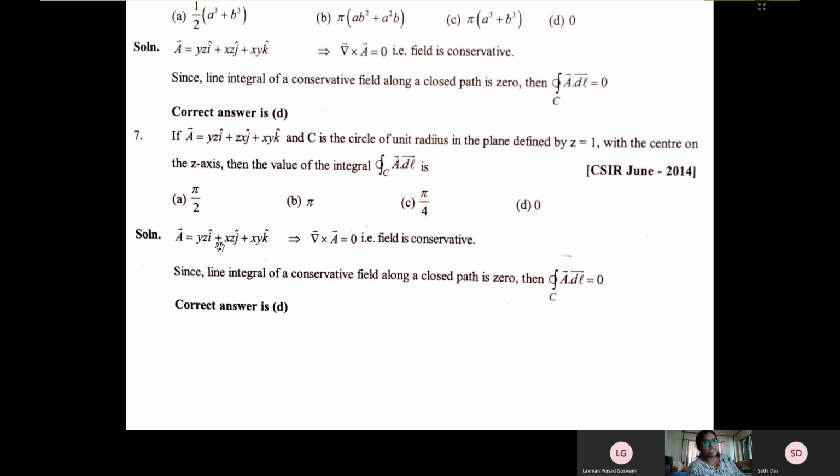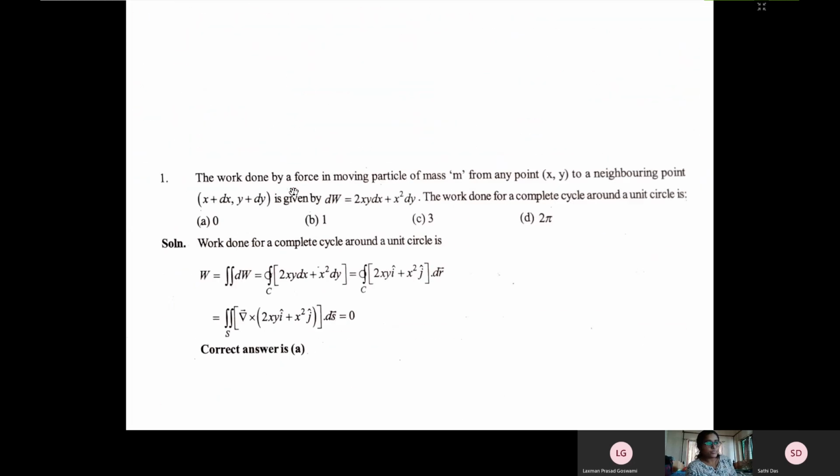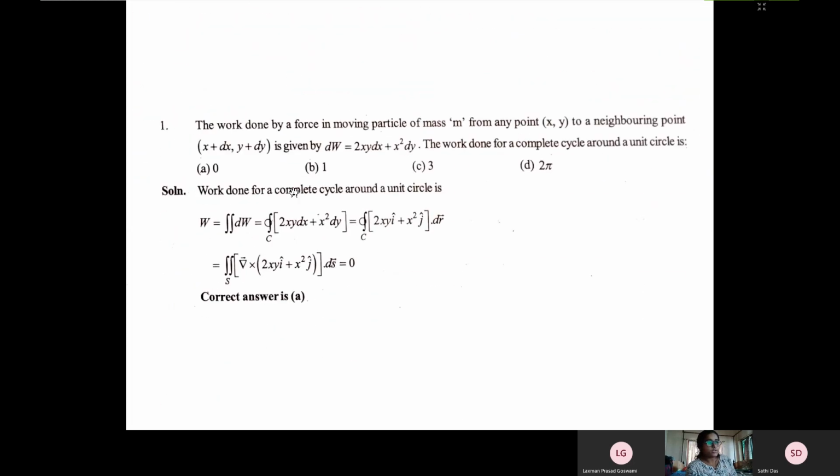So calculate curl of A for A equals yz i cap plus zx j cap plus xy k cap. You get curl of A equals 0. So closed integral over C of A dot dl equals 0. So how simple is that? Just remember the trick that whenever you are asked to find the closed integral of something, you just take the curl of that vector field, or just do it with Stokes' theorem. That's all.